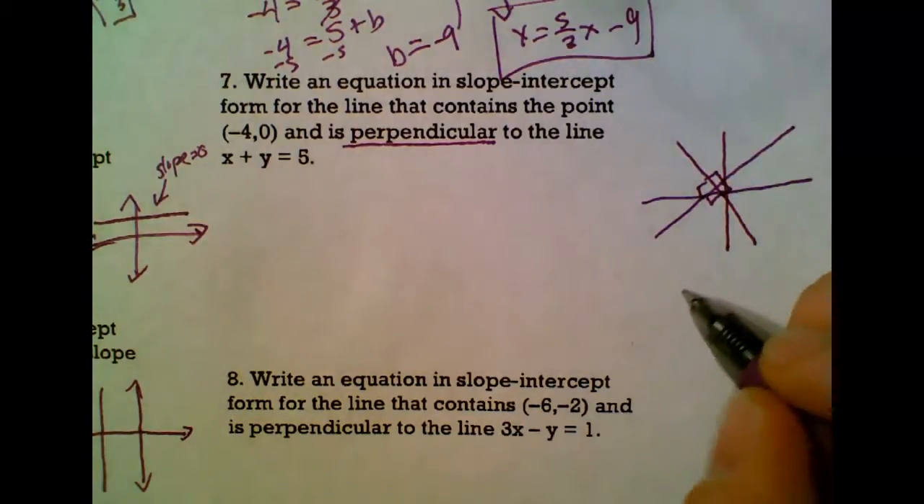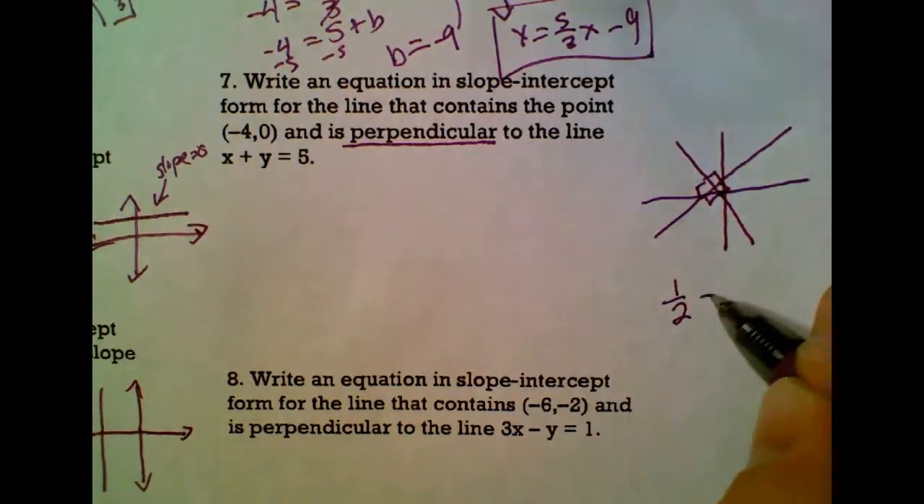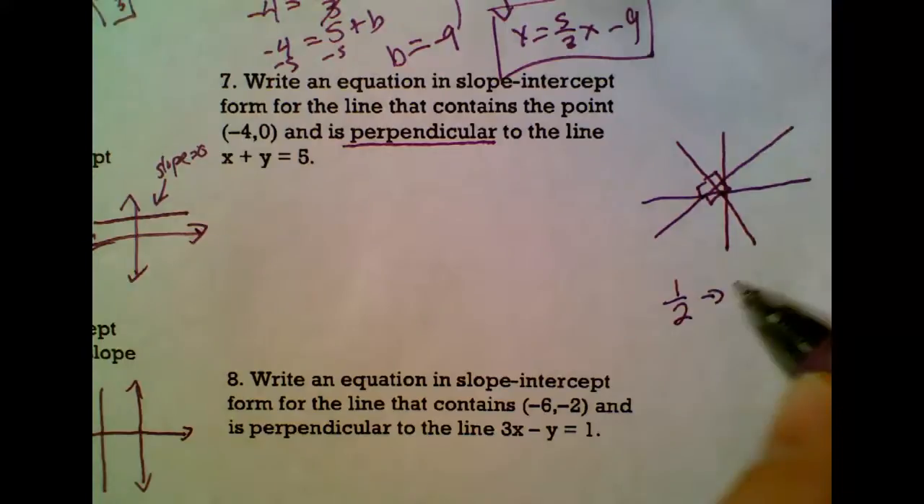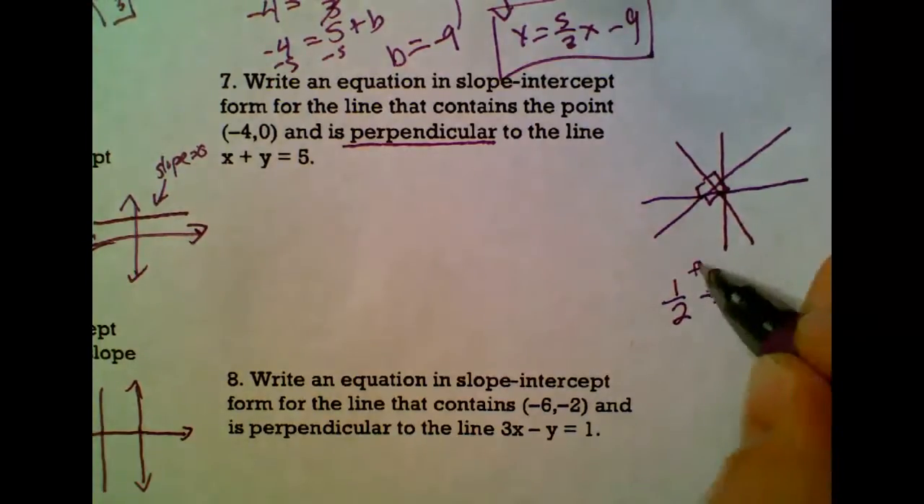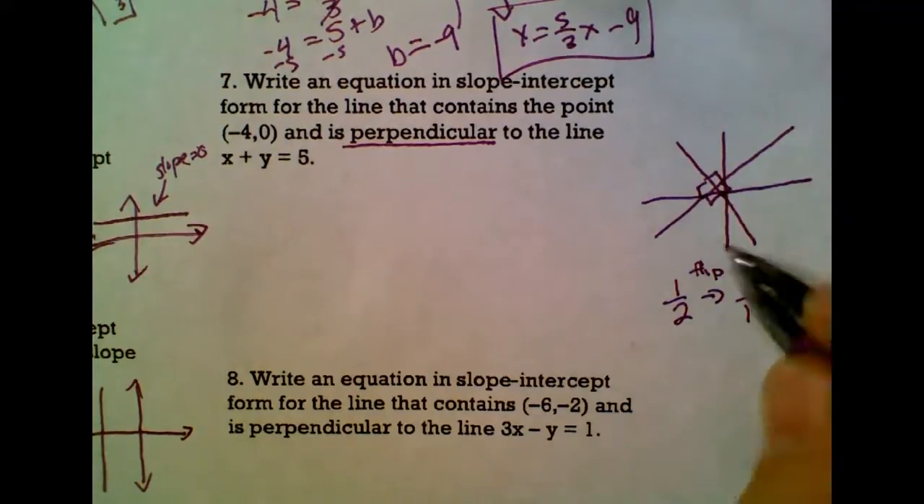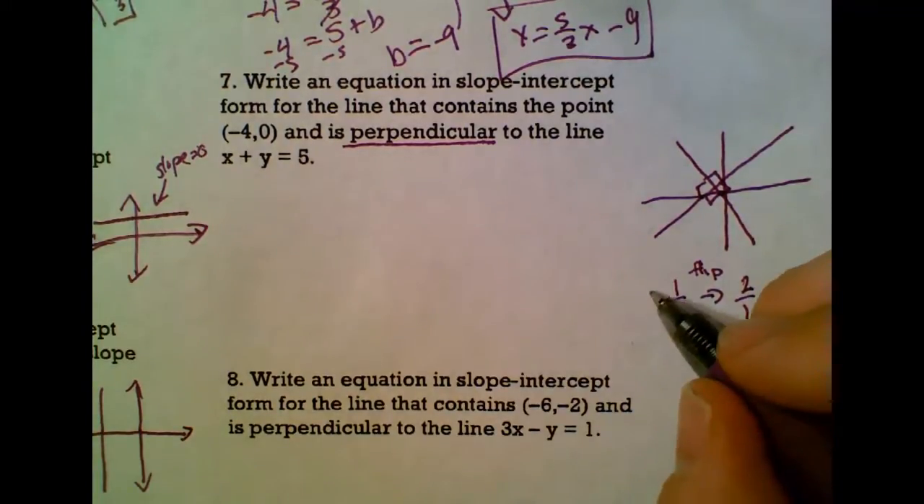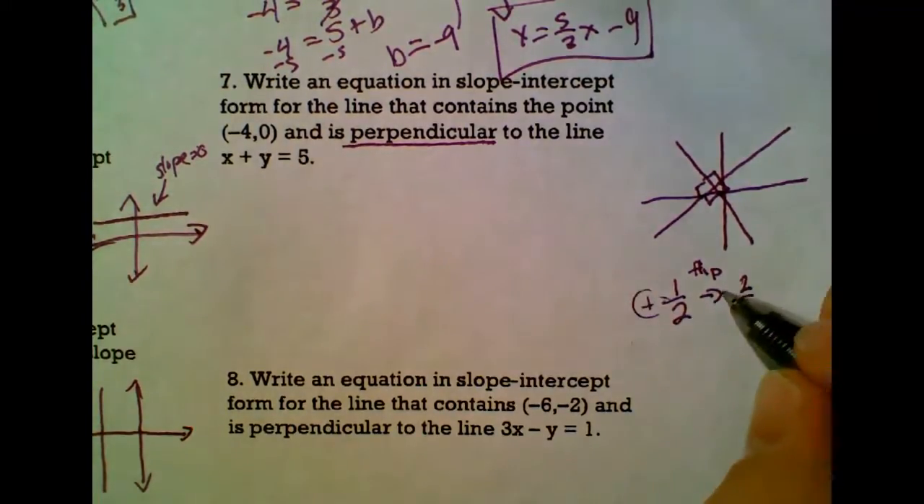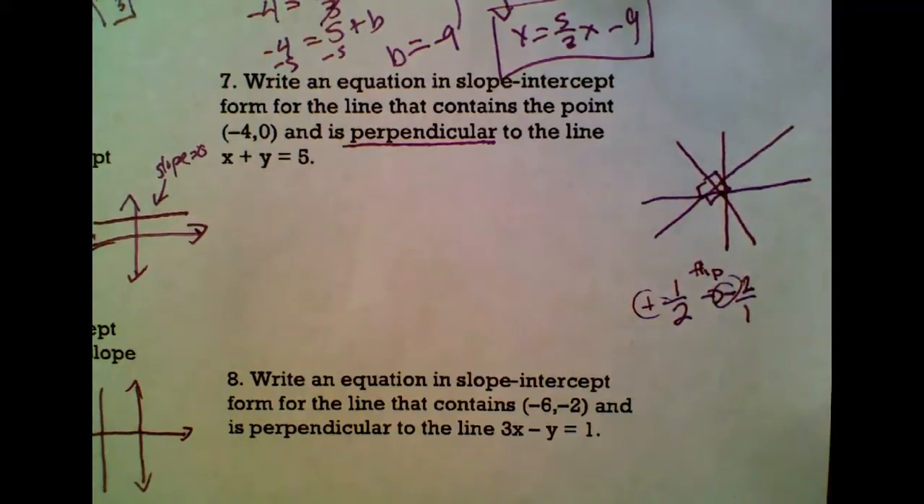So let's say the slope of one line is 1/2. The negative reciprocal of that would be to flip it. So you flip it, so 2 over 1. You don't really need that 1. And you change the sign. This sign was a positive, so you change this to be a negative. Okay? So that's how we have to do that.